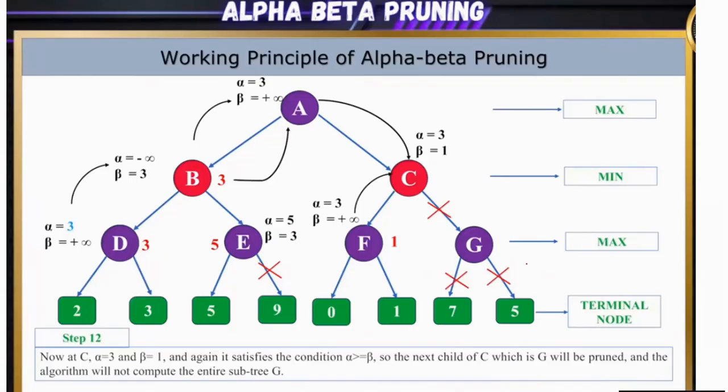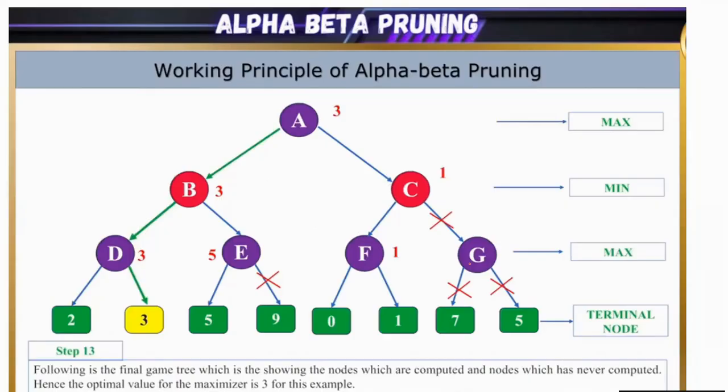So in the min-max algorithm, what we done, we are calculating each and every node. If it is useful or useless, we are comparing all and doing. But here, what happened here? We don't want to, see, like this condition is there, so we can save this much time. Now you see, I will explain the same step here. Now at the C, alpha equal to 3, beta equal to 1, and again the condition alpha is greater than or equal to beta is satisfied. So the next child of C, which is G, will be pruned, and the algorithm won't be computing that subtree.